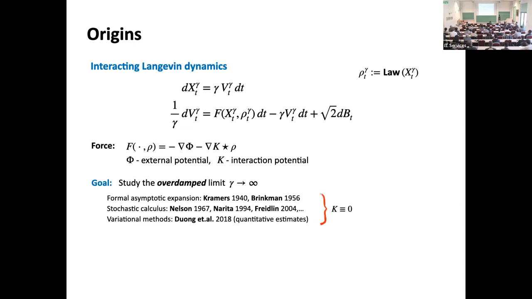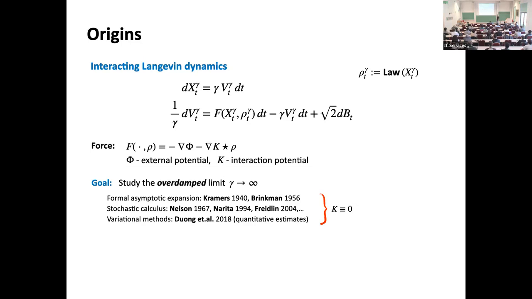done. So in 1940, about 80 years ago, Kramers was the first one to look at this and study this in some detail, but he used formal asymptotics, and these were all done without interaction potential and for very specific external potential. This is just the quadratic potential that confines. And then Brinkmann continued the work a little bit. And then Nelson picked it up in '67 and used stochastic calculus, a pretty refined tool, to study the Kramers problem, essentially the overdamped limit.